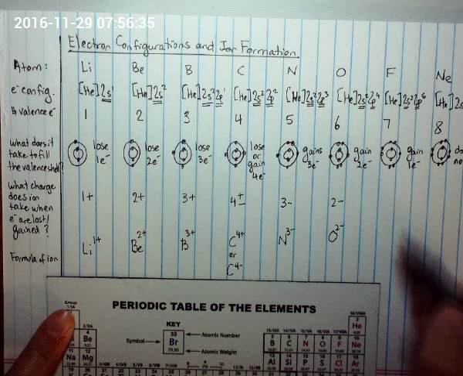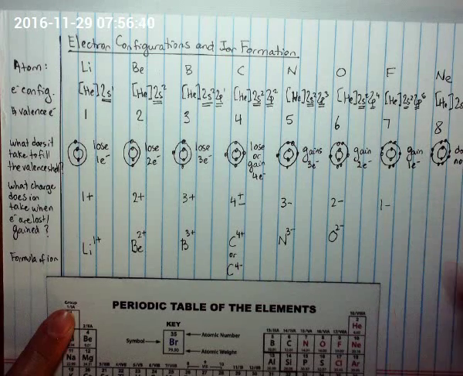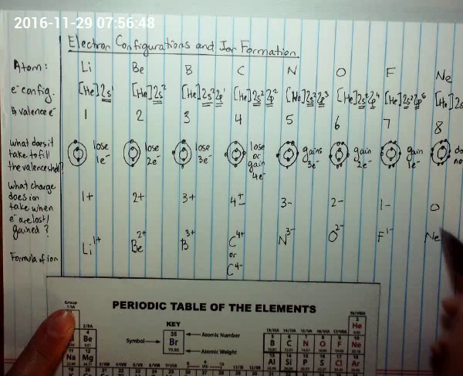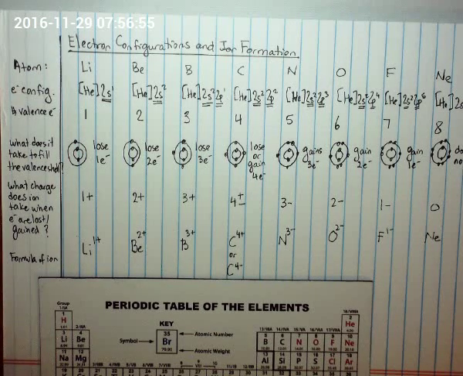How about fluorine? What's the charge? 1 minus. And then neon? 0. Okay, so then the symbol for fluorine would be F1 minus, and then neon is Ne. Do I put a 0 in the corner? No, I don't have to. Right? It's understood.